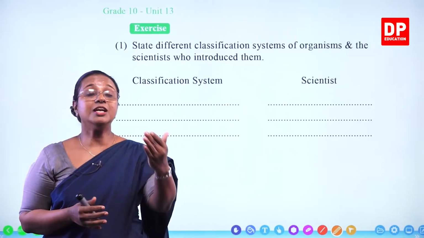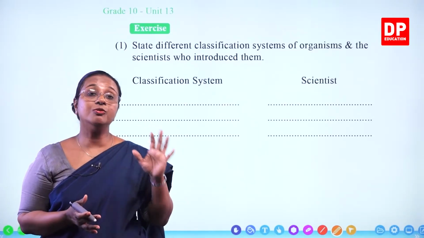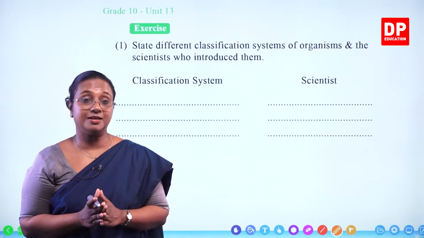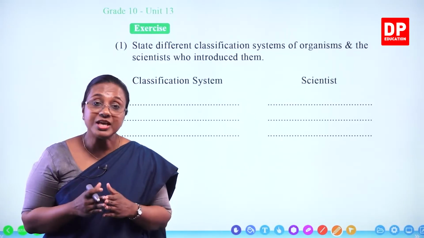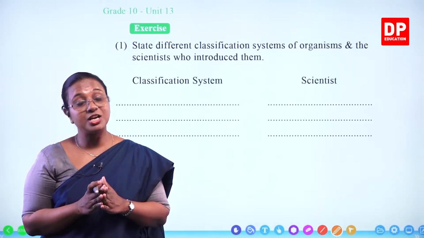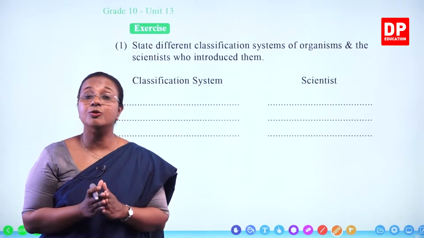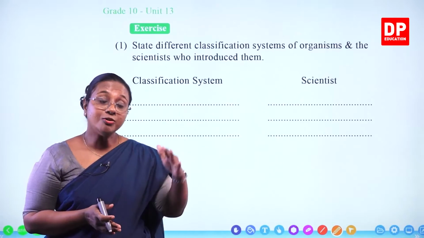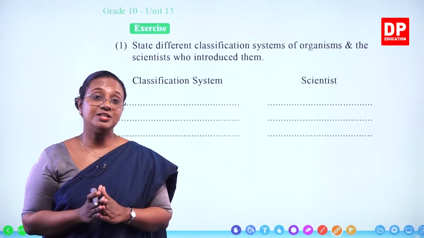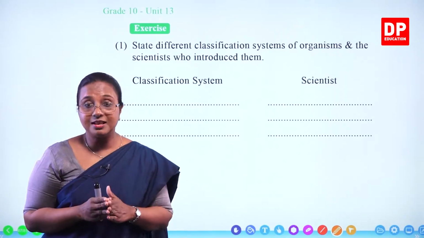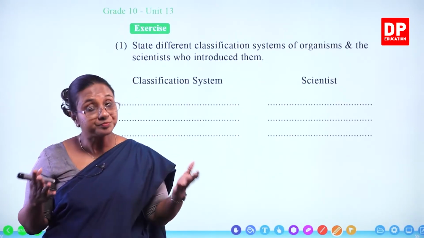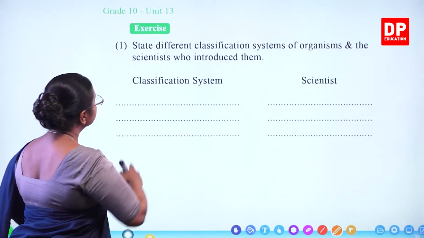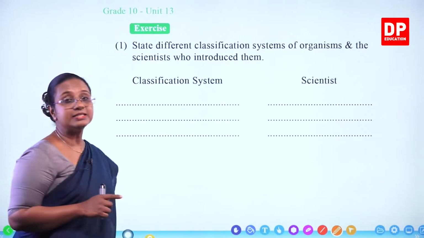Thereafter, Robert Whittaker classified organisms by the 5 kingdom classification method. And the most accepted scientific classification that we use now is the 3-domain classification by Carl Woese. Out of these 4 types of classifications, I will take the last 3 because they are more accepted and are the systems that we use. So, here are the classification systems and the scientists.